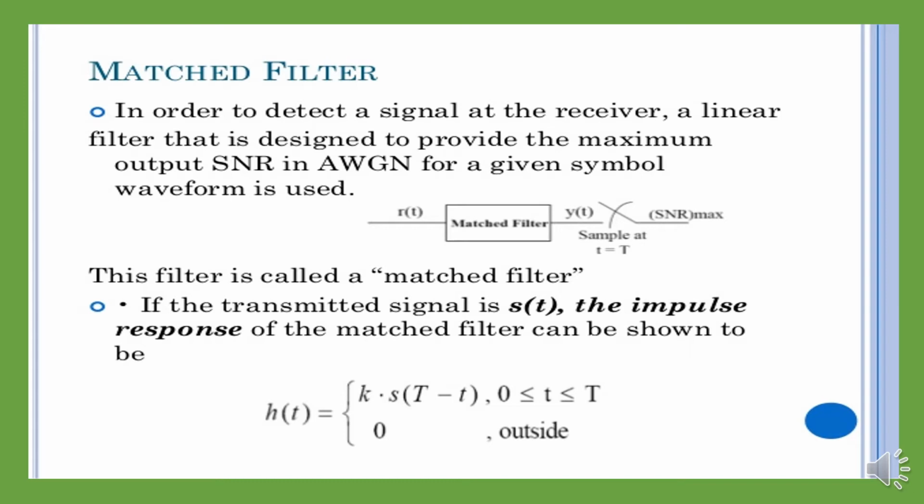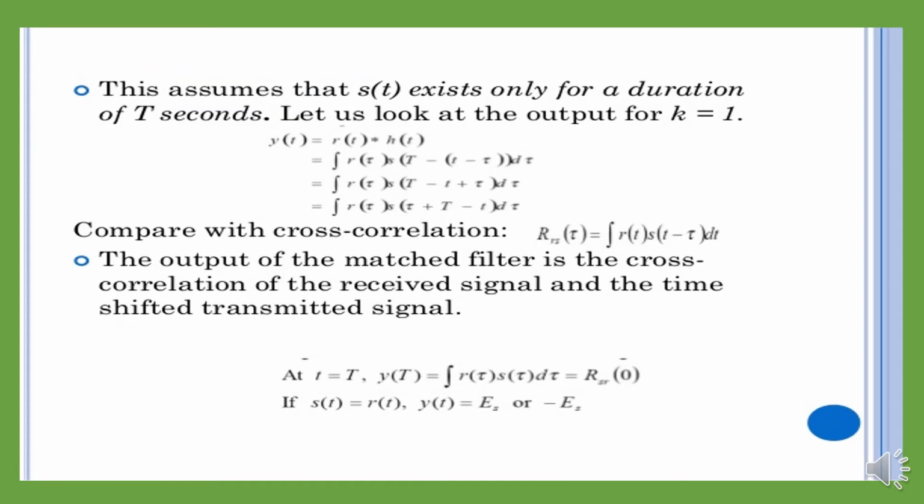If the transmitted signal is s(t), the impulse response of the matched filter can be shown to be h(t) equal to k times s(T minus t) for t lying between 0 and T. This assumes that s(t) exists only for a duration of T seconds. Now let us look at the output for k equal to 1. So here y(t) is equal to r(t) convolved with h(t).